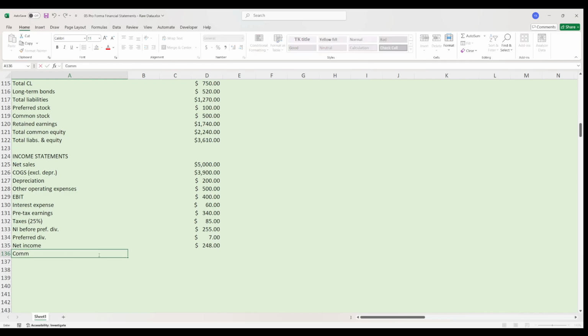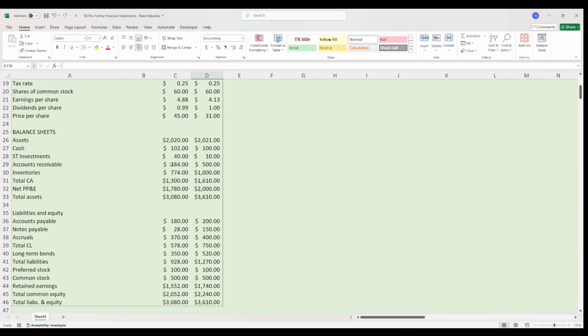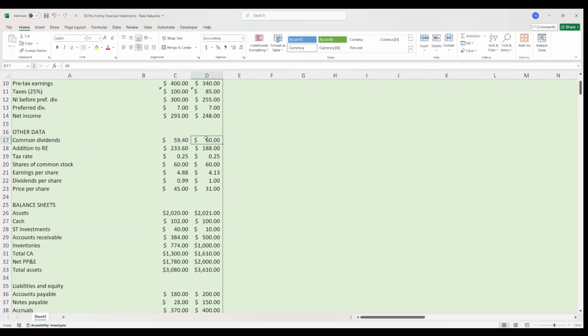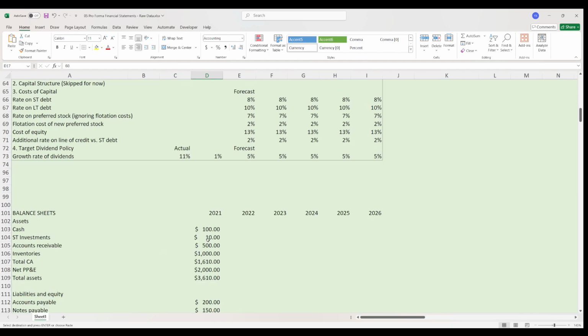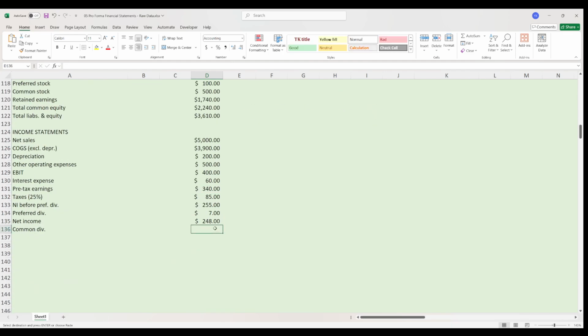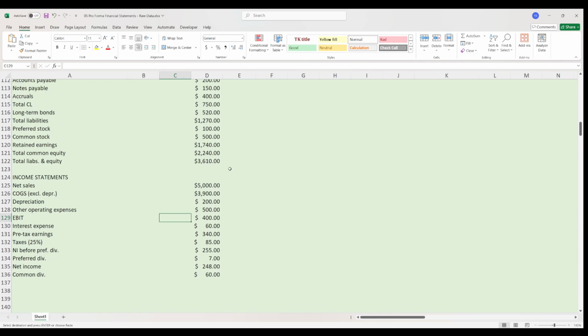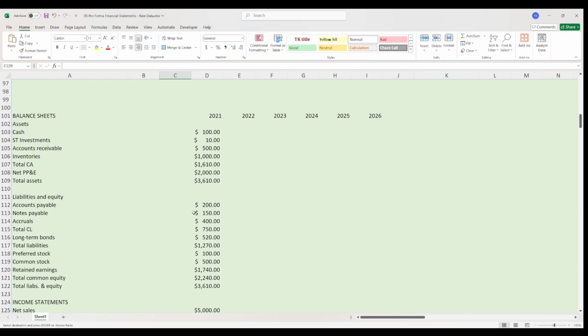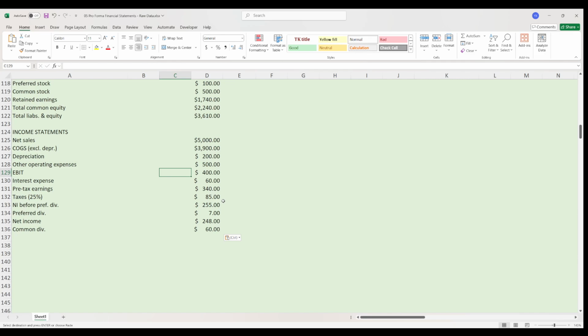And then below net income, I need common dividends, right? And the common dividend of 2021 is gonna be 60, I think, which is under other data, which is here, right? So 60. So I'm gonna put it here, and I also just paste value and the formatting. So it's not gonna make a difference, but it's just to be safe. Okay, so I have the base here, I have everything ready.